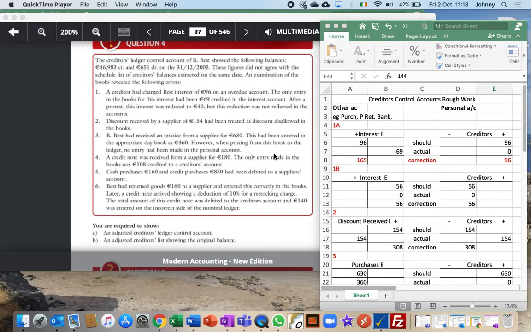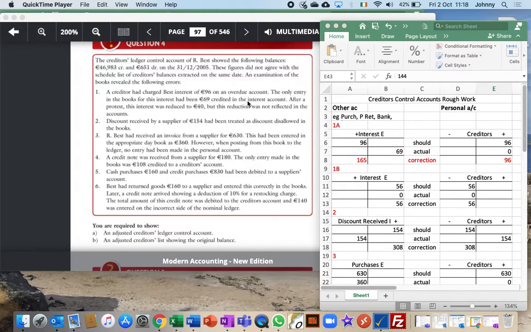So you don't even put the 69 on the wrong side. Yeah. You do that on purpose. No, this was the mistake that they made. So remember, a whole thing about control accounts is we are fixing mistakes that some other person has made. So we're fixing mistakes that they made. They did it wrong, okay?